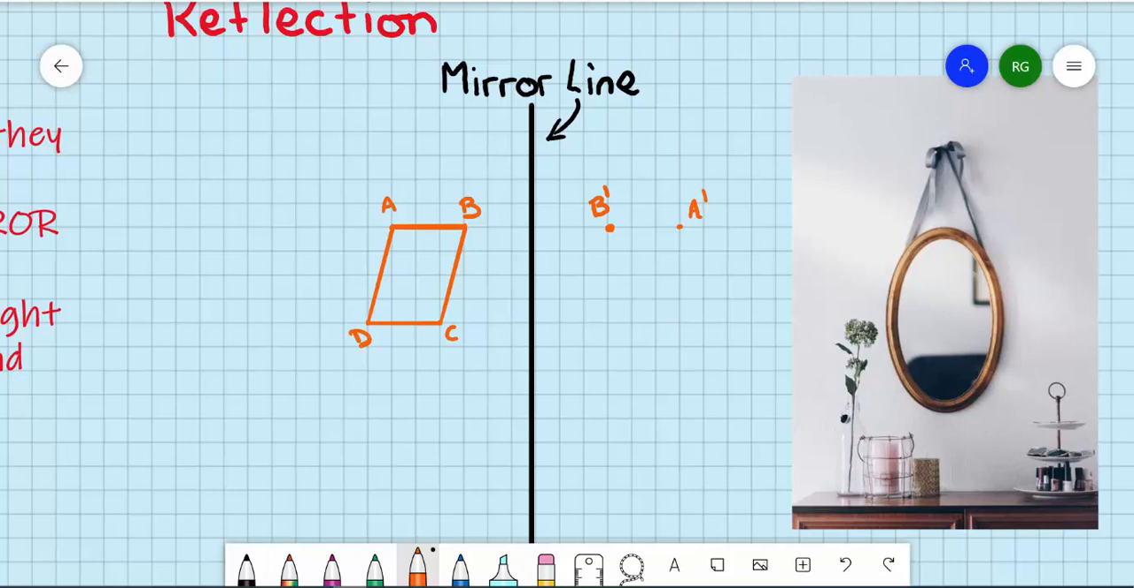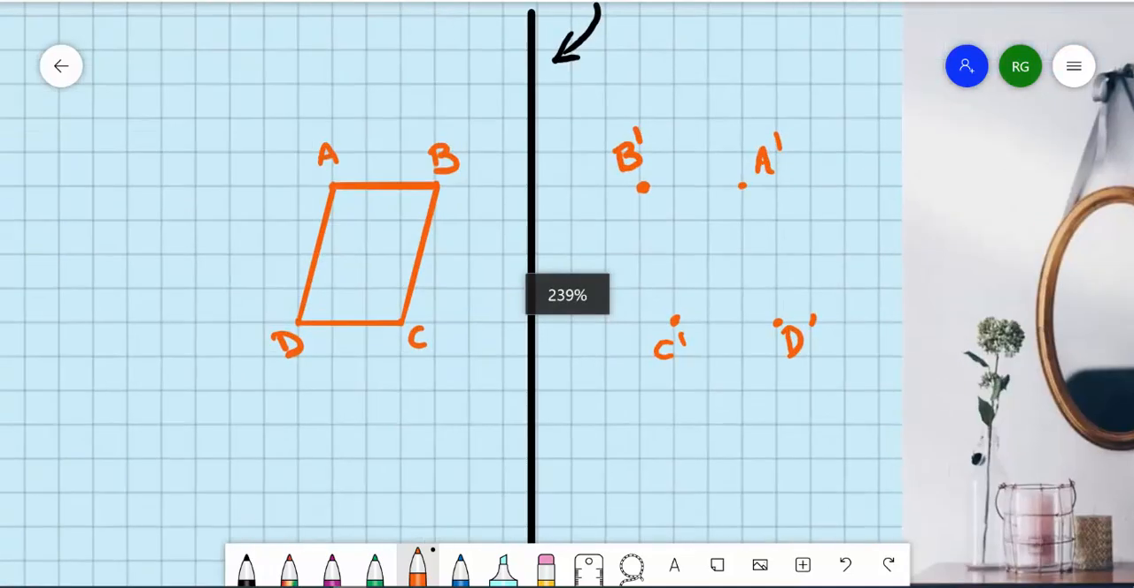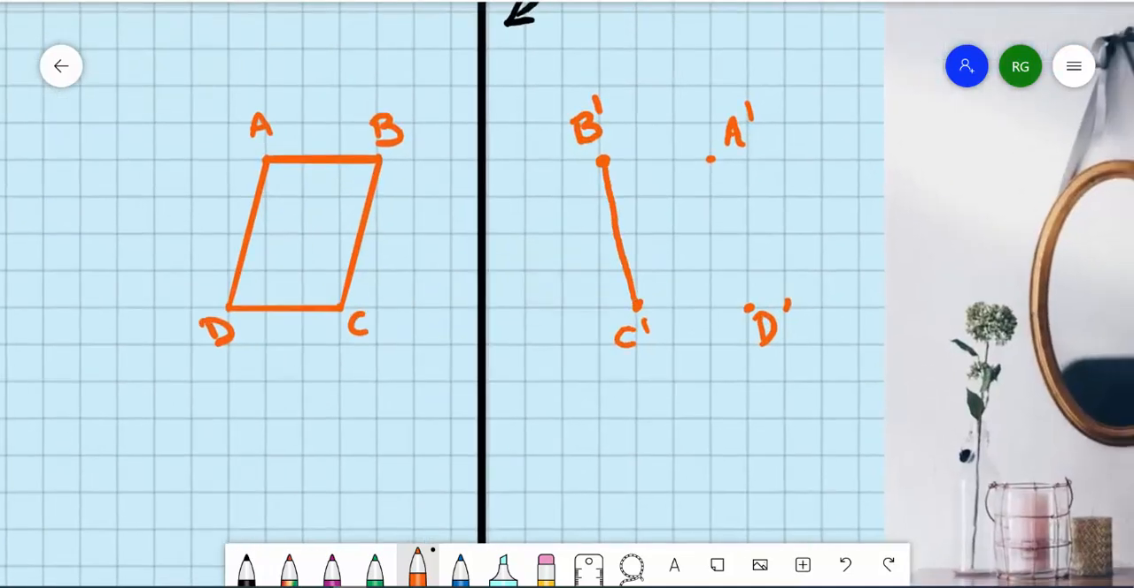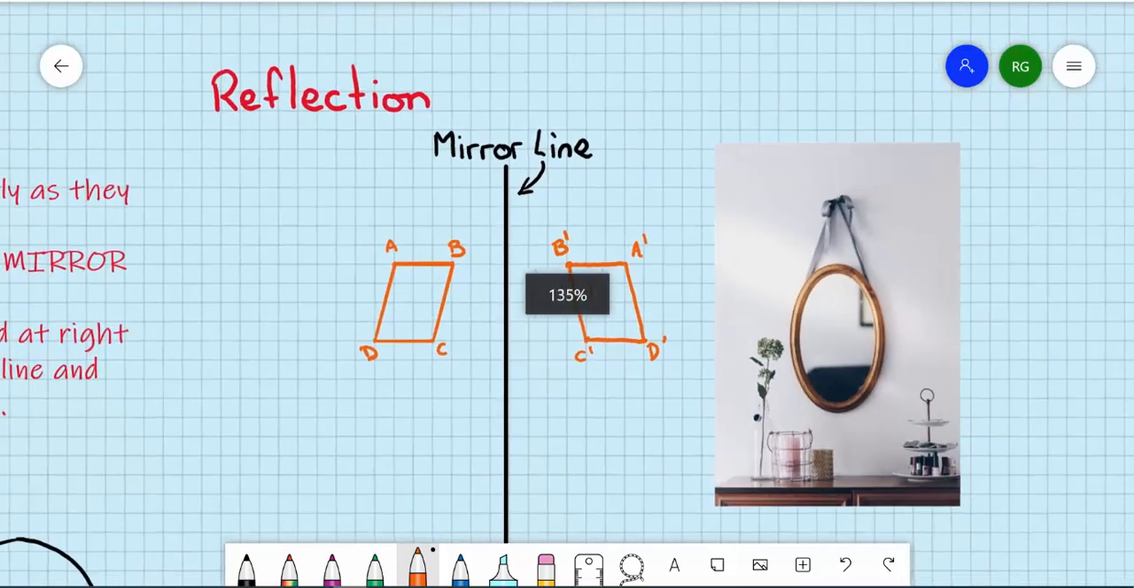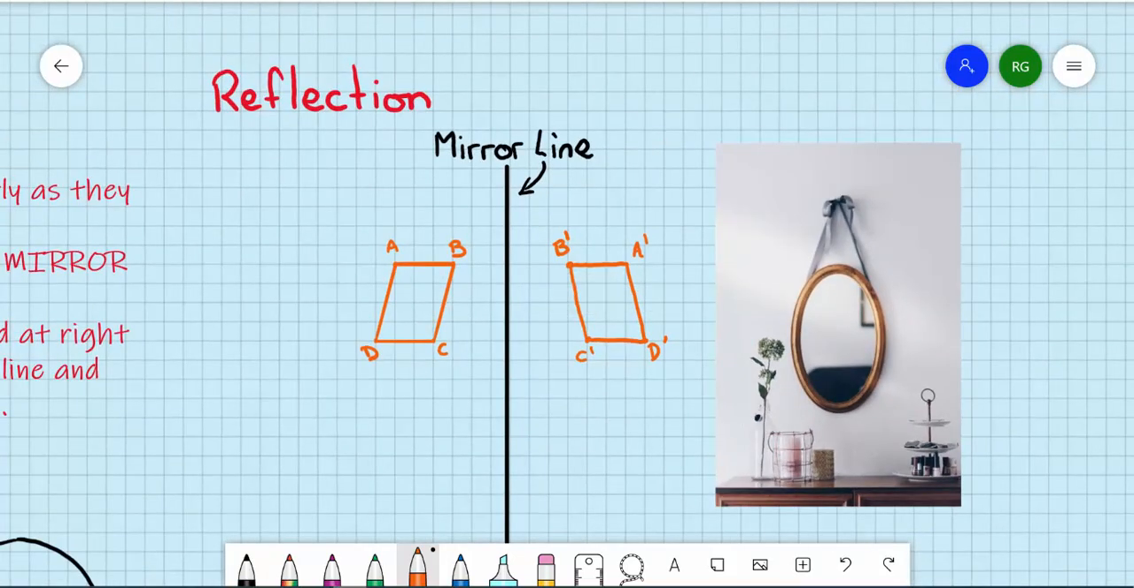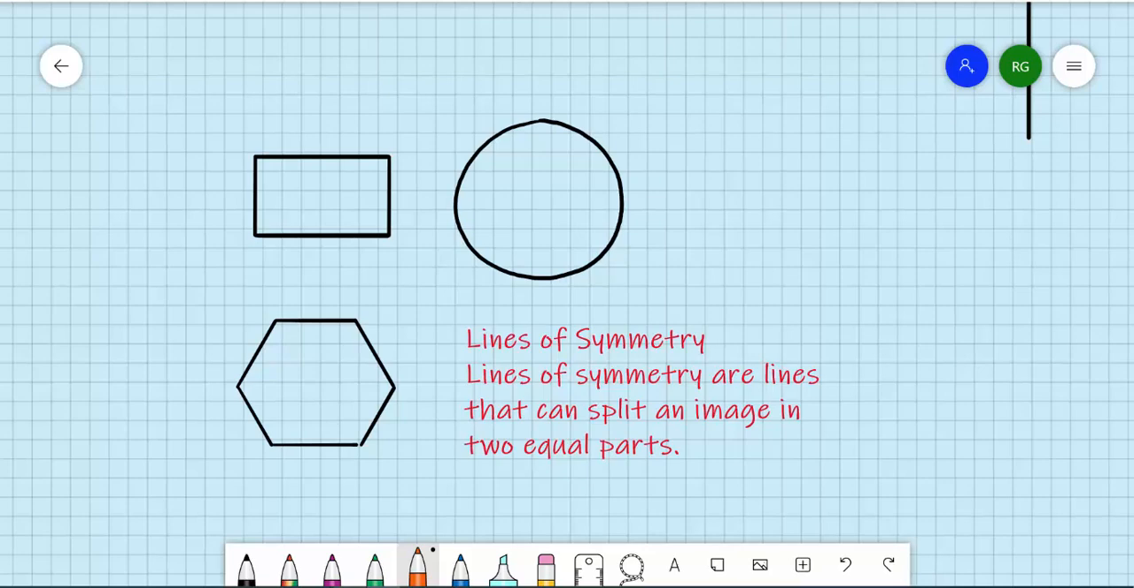Same deal down the bottom. The C is 4 units away. 1, 2, 3, 4. So make that C dash, and then D dash. Now as I draw this in, create a sort of dot to dot, zoom back out, and in theory they are reflective of one another and they are matching. And you can obviously see that because it is a mirror, it doesn't appear to be the same shape, but it has been reflected, mirrored.